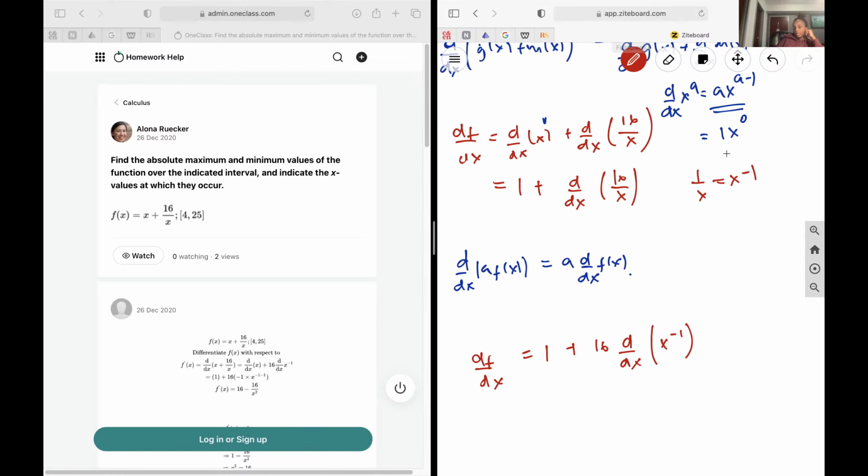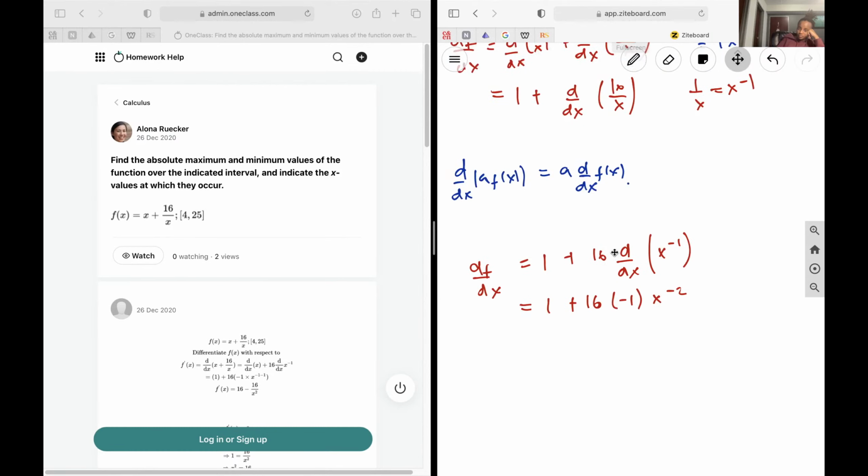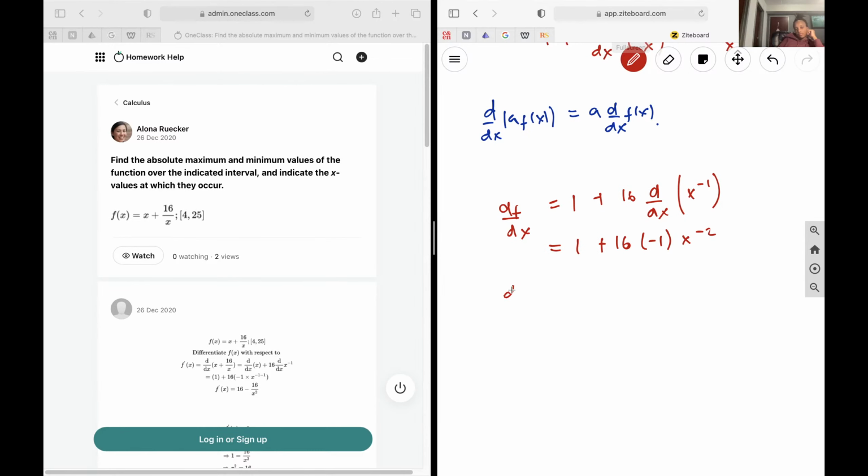Okay, next up I'm going to apply the same exponent rule to deal with that. And it's going to give me 1 plus 16 times negative 1 times x to the power of negative 2, according to this rule. And so finally, that will give me that df over dx is equal to 1 minus 16 over x squared.